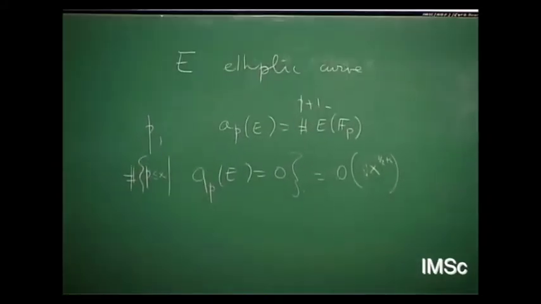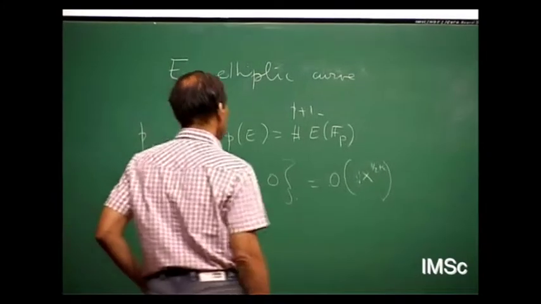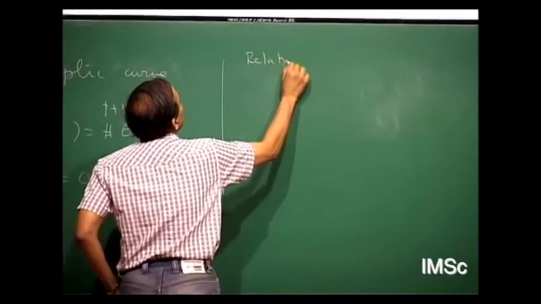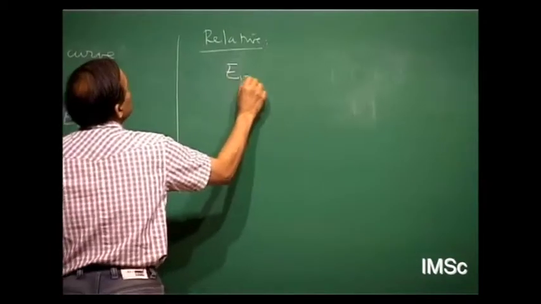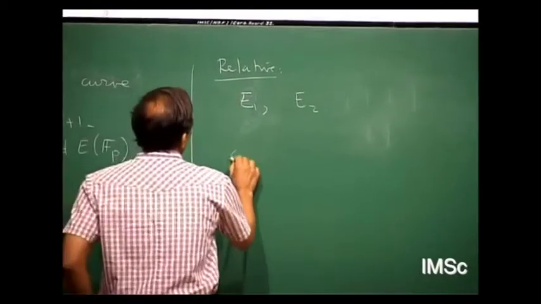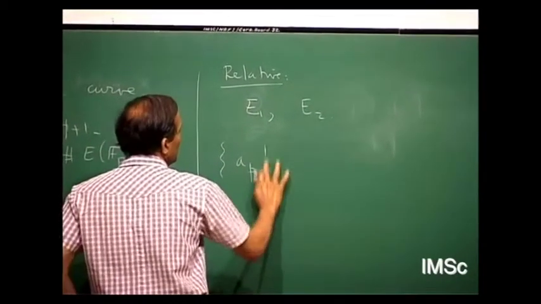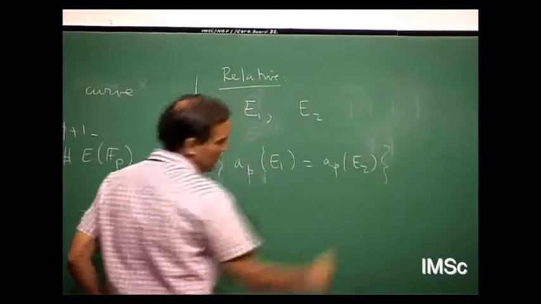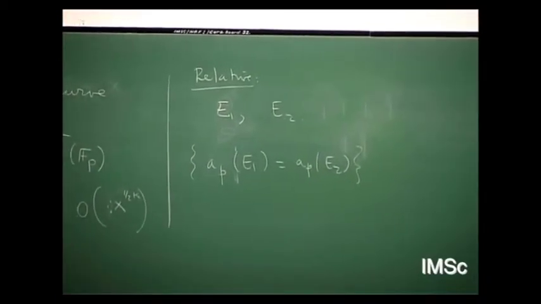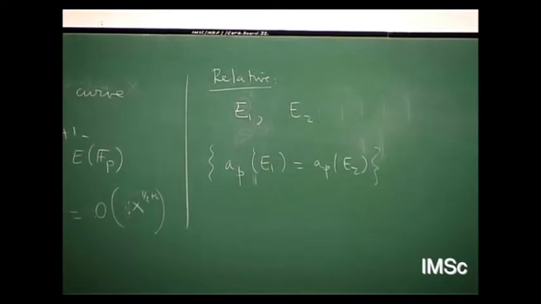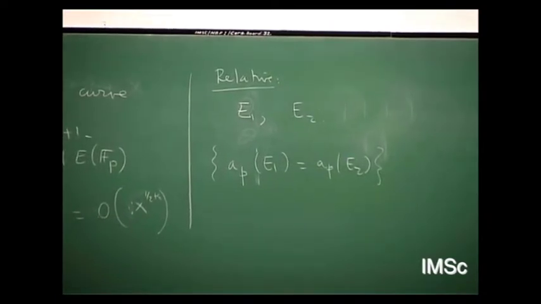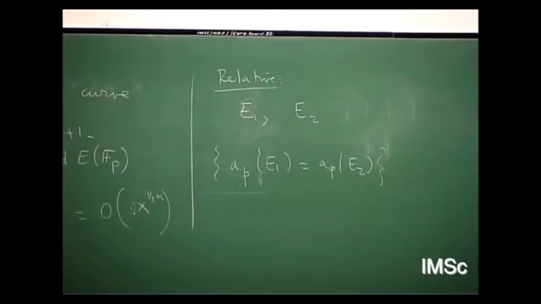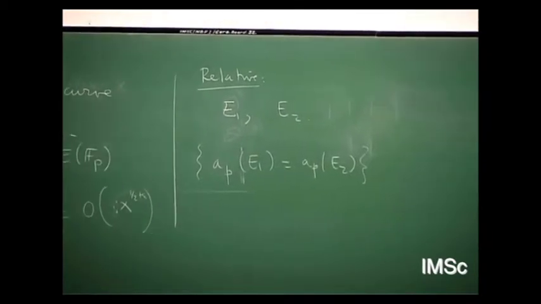Well, I couldn't make much progress on this, but then we decided to change over to a relative context. Relative meaning you have two elliptic curves E1 and E2, and you ask for the number of primes, again the same question, where a_p of E1 equals a_p of E2. Then we could say something assuming the generalized Riemann hypothesis for various symmetric products of the Rankin-Selberg convolution. That was almost the first paper I got in my postdoc, and so that was very useful. This is a kind of introduction to the multiplicity one theorems.